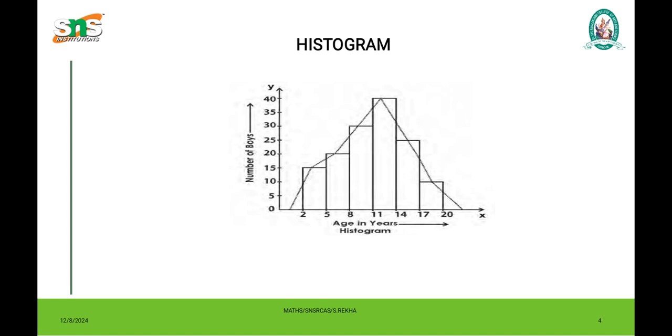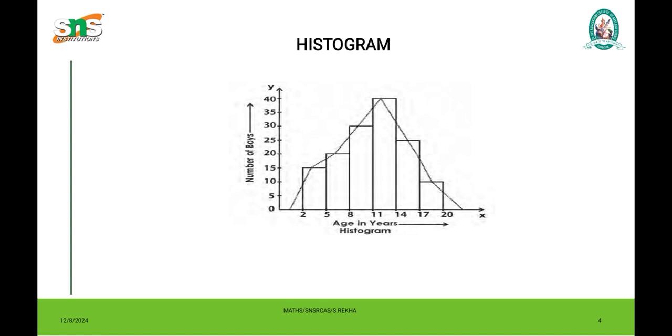In the diagram I have given it as 5, 10, 15, 20, 25, 30, 35, 40. So 2 to 5 is marked as 15, 5 to 8 as 20, 8 to 11 as 30, and then 40, next 25, next 10. You can give the range like this. Based on that range, you can draw the frequency polygon in this diagram also. Otherwise, you can draw the frequency polygon separately.